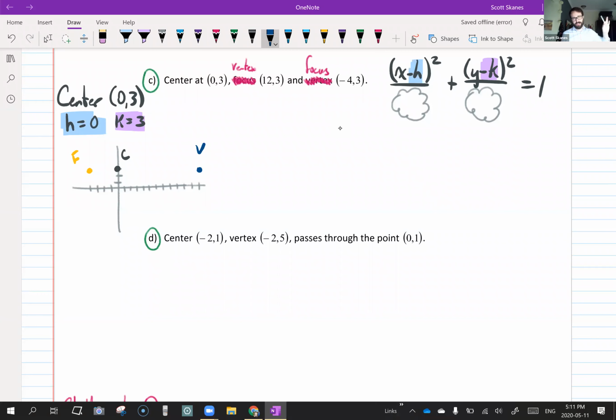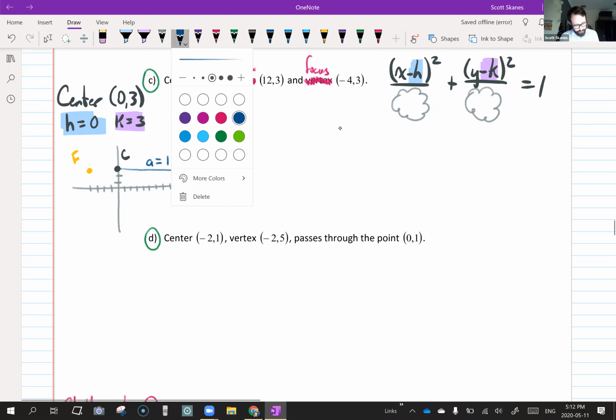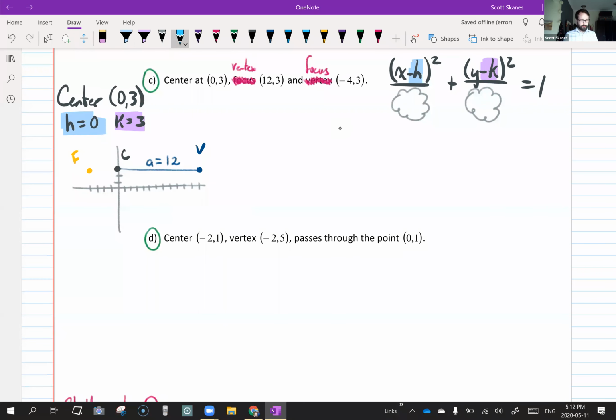The center, done. We have H and K. Vertex is normally found from A, which means that A can be also found from the vertex. It's the distance from the center to the vertex. So A is this. A is that distance. What is that distance? How far away from the center was the vertex? 12. That's our answer. And secondary, can we find B?